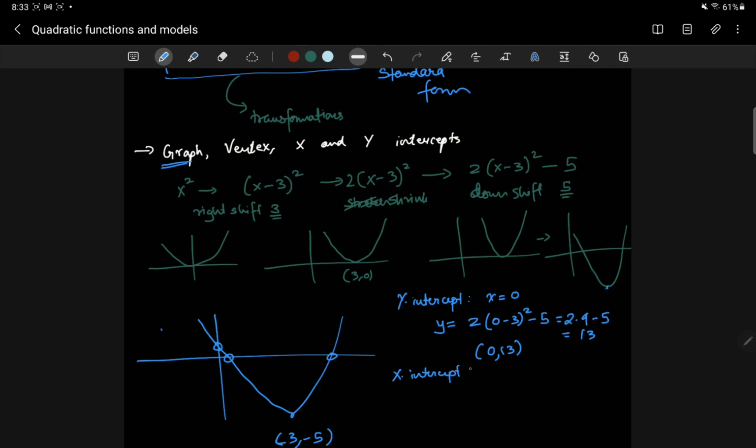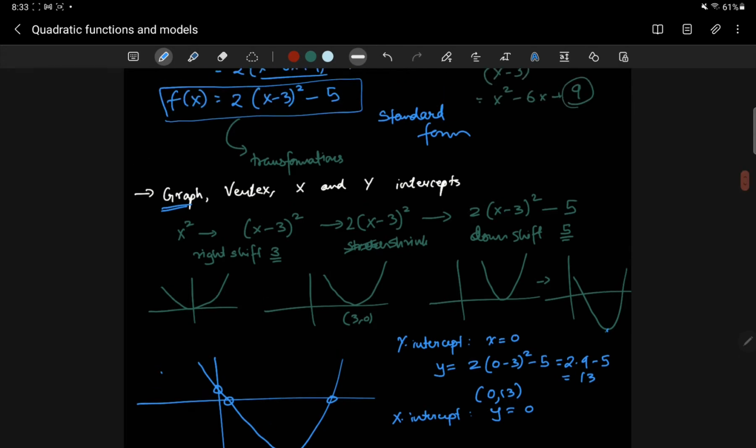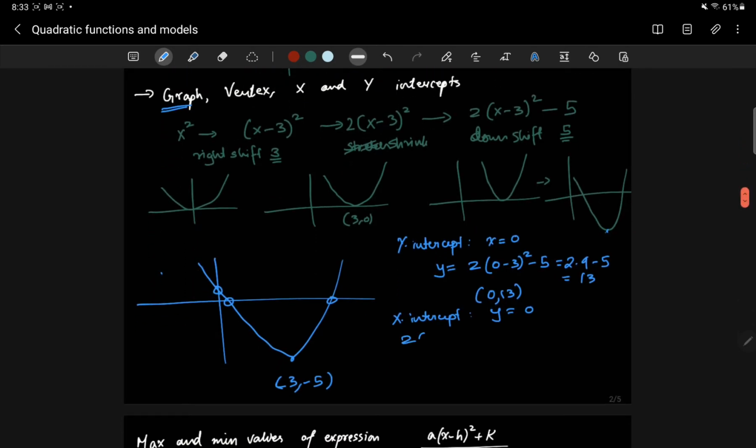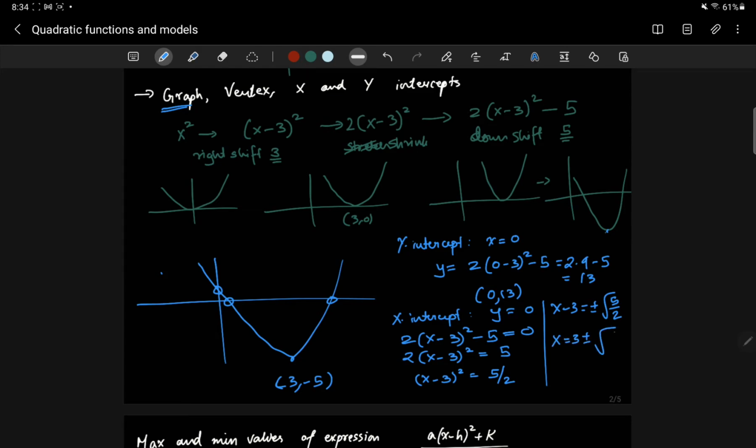The x-intercept is when y is 0, right? So you're trying to solve 2 times x minus 3 squared minus 5 equals 0, or 2 times x minus 3 squared is 5, x minus 3 squared is 5 over 2, x minus 3 is plus or minus the square root of 5 over 2, and x is 3 plus or minus the square root of 5 over 2.